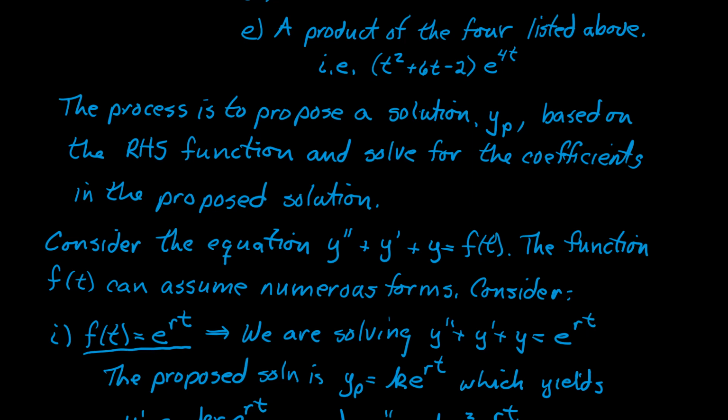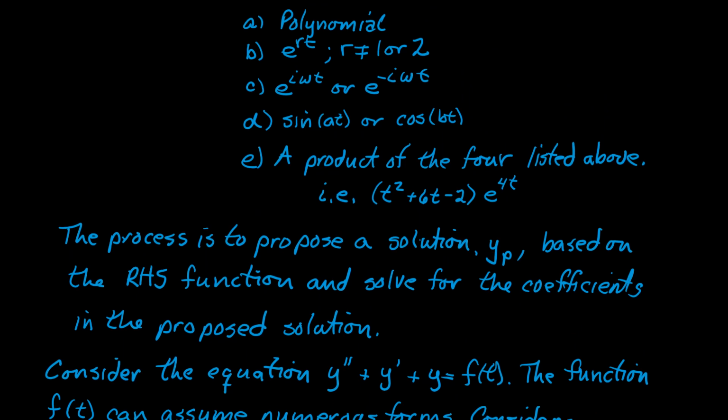Okay, so the idea here is we're going to propose a solution, and the notation for that proposed solution is y sub p. And the proposed solution is going to be based on what the right-hand side function looks like. And then we're going to solve for the coefficients in the proposed solution. We'll look at the various functions that are appropriate based on the right-hand side. So based on whether we have a polynomial, e to the rt, e to the i omega t, sine, cosine, or some product of those, we'll look at what a reasonable solution is to propose in these different situations.